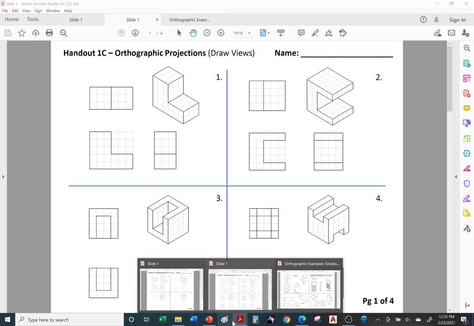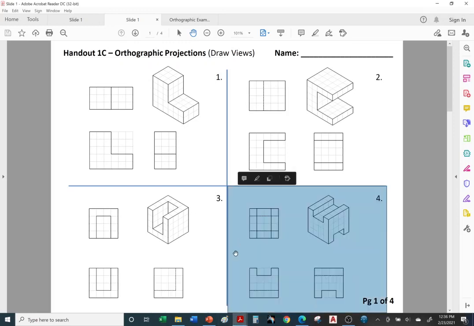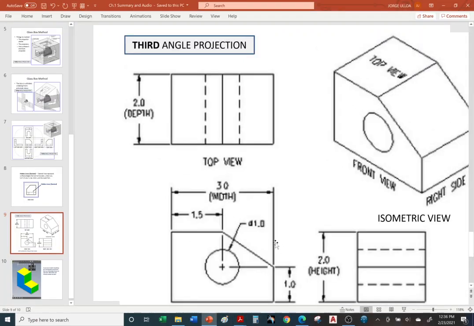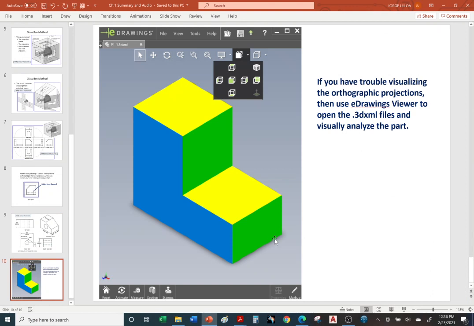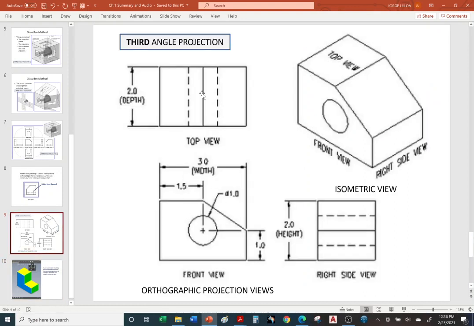Let's go back to the lecture. I am going to provide you with 3D models. Now, the 3D models are not part of the assignment, but I decided to create 3D models for those of you that are having trouble visualizing the front view and orthographic projections, right side view and top view.